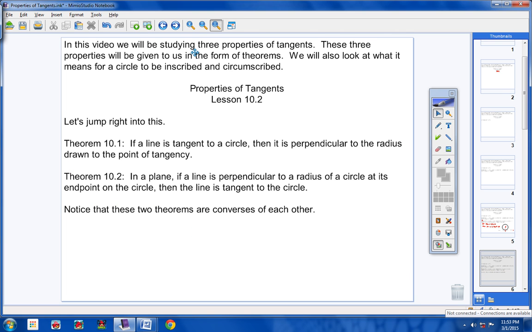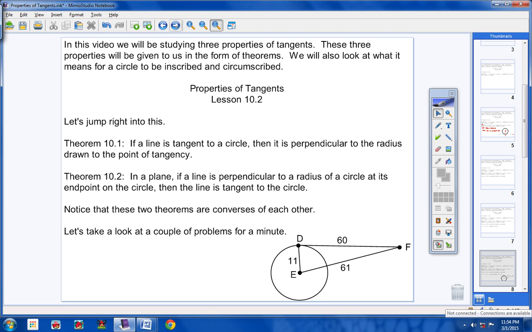Let's go ahead and continue on. Now, notice these two theorems are converses of each other, and I've already talked about that. Let's take a look at a problem for a minute, okay? So copy this problem down in your notes, please. Let's take a look at this. Copy this in your notes, please. Now, here's my question to you. How do I know for sure that DF right here is tangent to circle E?